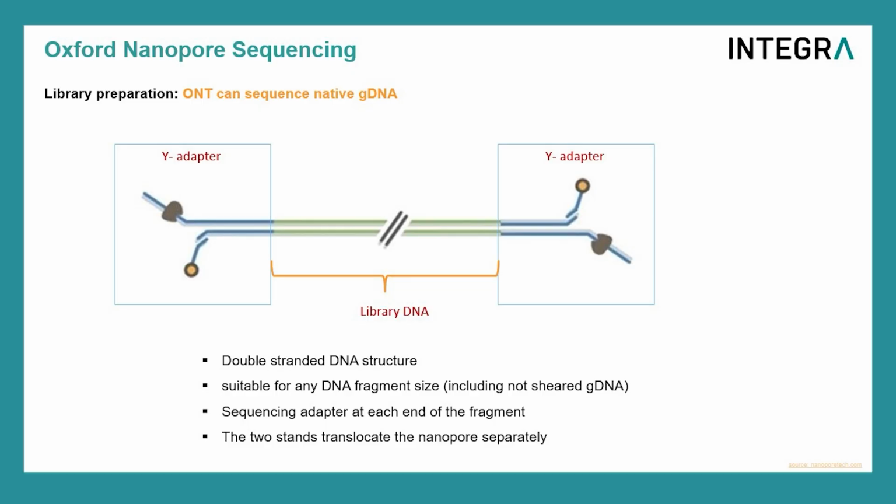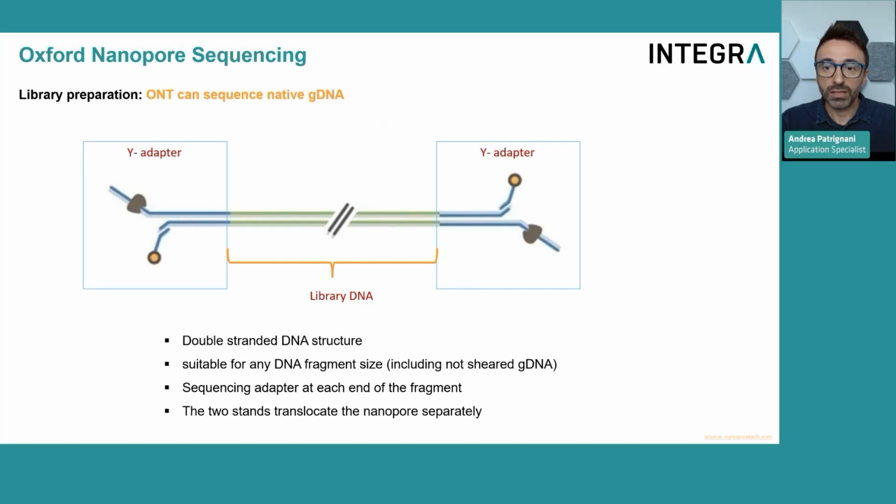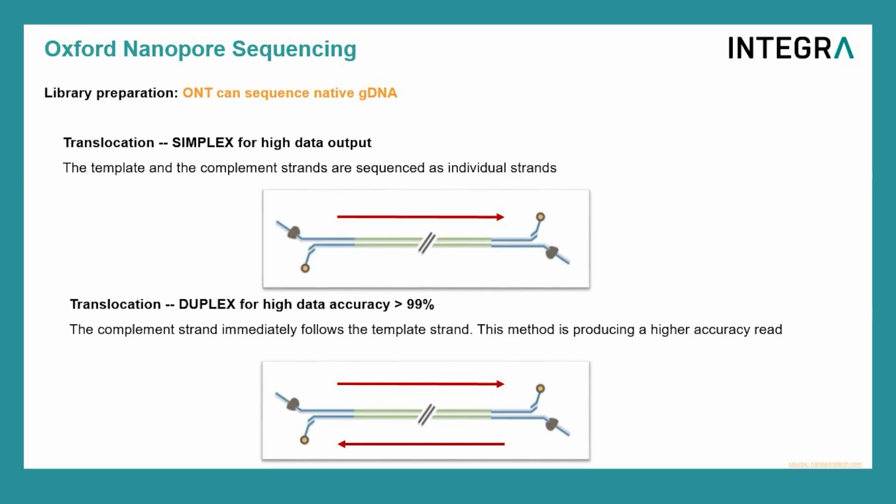The library preparation step produces a double-stranded DNA structure suitable for any fragment size. The sequencing adapter is located at both ends and consists of a Y-shaped adapter that includes a motor protein anchoring the pore and a tether molecule. Two sequencing modes are supported.